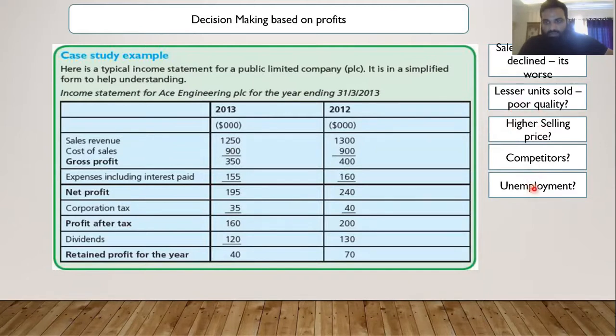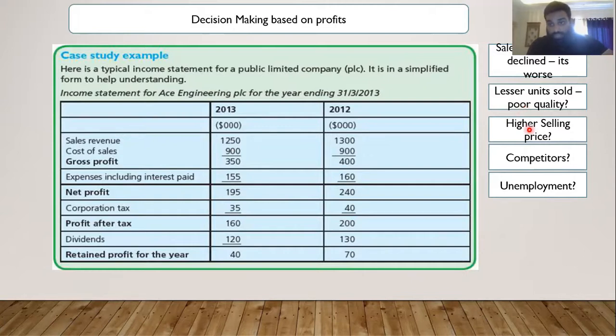Let's say if there is unemployment, what decision are we going to make? What we can possibly do is reduce our prices. If people are not able to afford our products and the decline in revenues is just because of affordability, we can try to decrease the selling price to stay in business and survive. Similarly, if fewer units are sold because of poor quality, then we have to improve quality. We need to hire some quality inspectors, or train our workers so that they can make quality products. That's again a decision by the management.